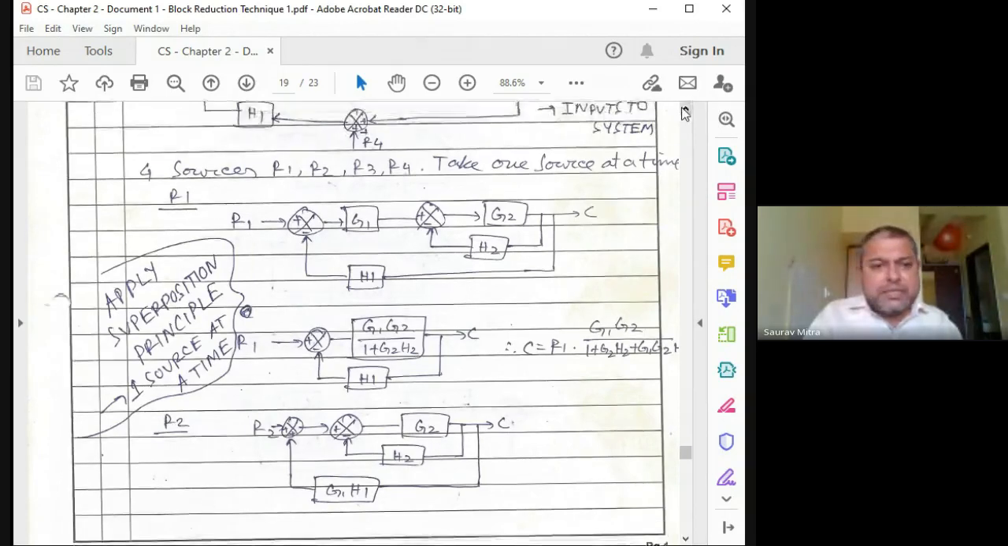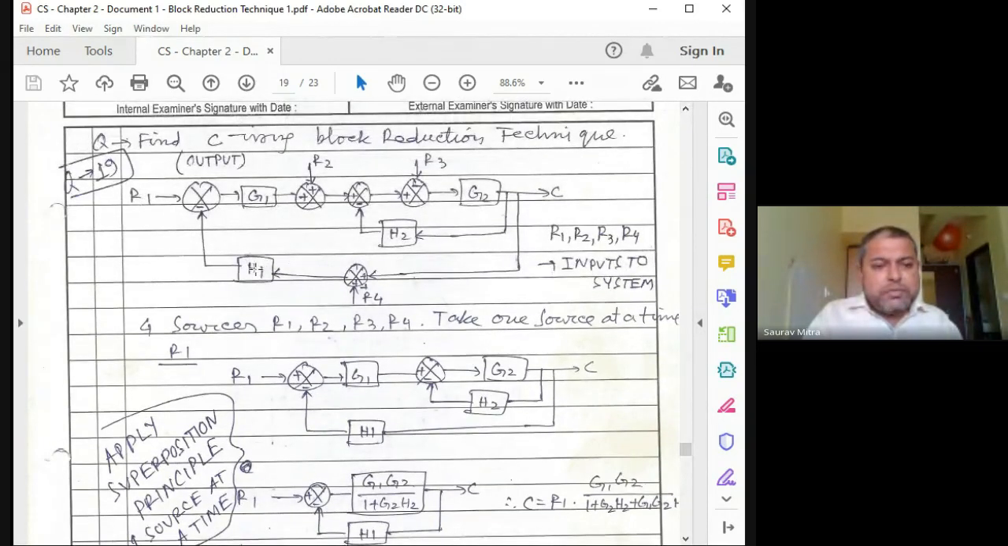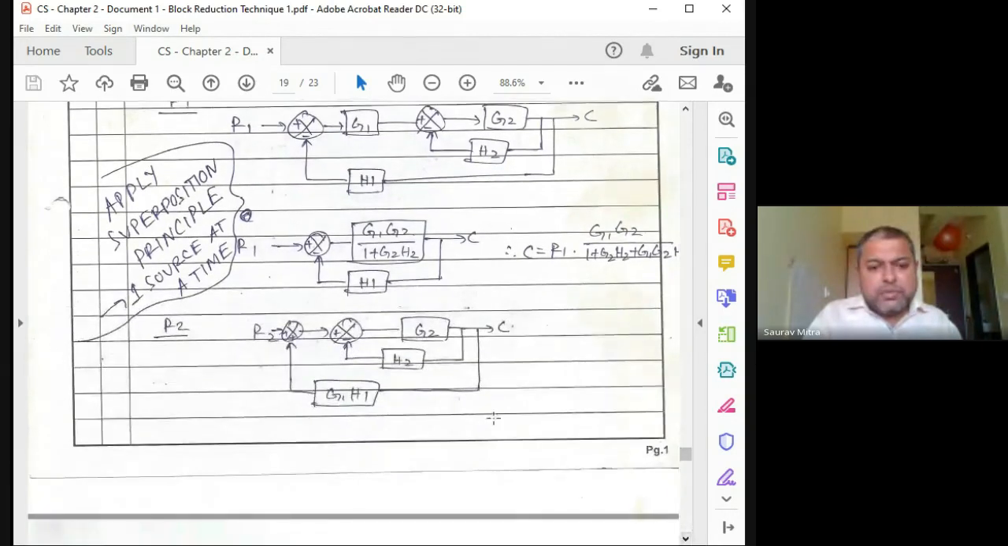Why is this being shown as a plus? Let us see. Okay, so this should actually be minus. This R2 is there, and this is minus H2. So H2 is there as minus, no problem. Here I think there's a mistake. Please correct it. So this should be minus G1 H1.